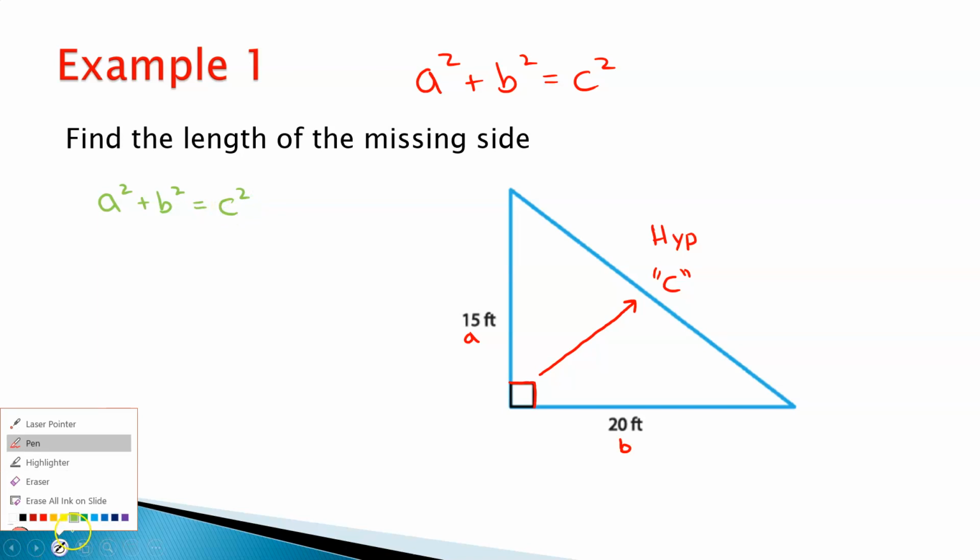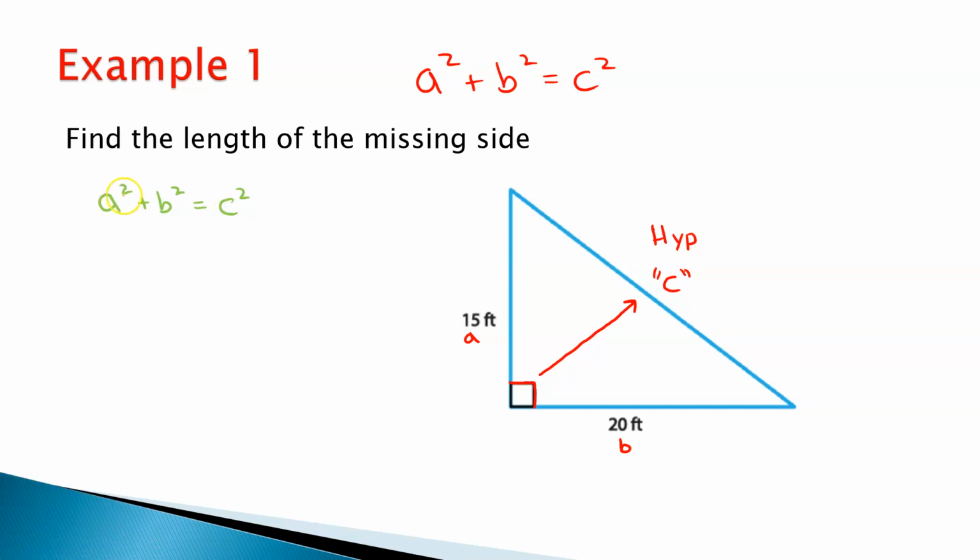Well, if I plug in everything that I know, it's going to look like this. A squared, instead of A, it's going to say 15 to the second power. That's not 15 times 2. That's 15 times 15. We'll do that in a minute. Plus B squared. Well, what's B squared? That's 20 to the second power equals C squared. And actually, I don't know what that is, and that's okay. So we're going to leave it as C to the second power. That's a variable. That is our unknown. That is what we are trying to find. Think of it like your x. If you don't like the letter C, feel free to change it to an x right now.